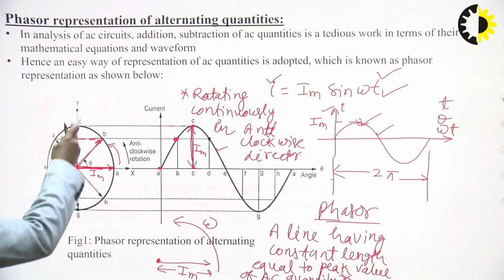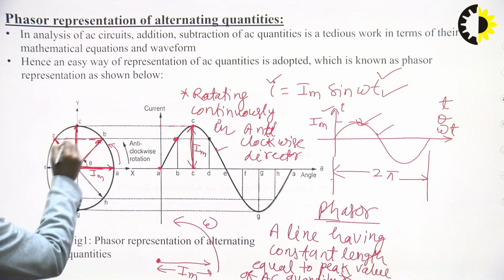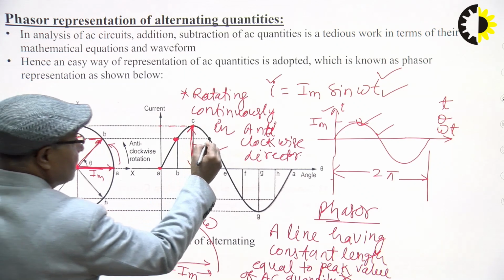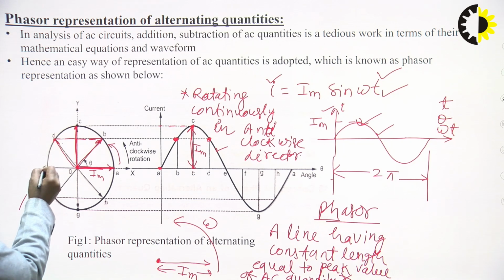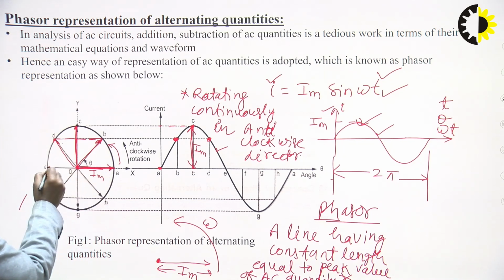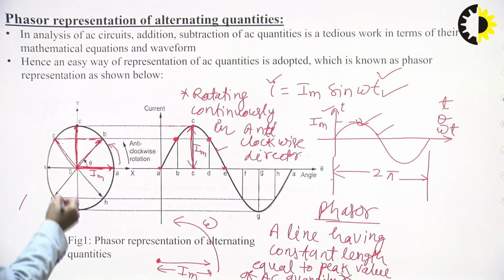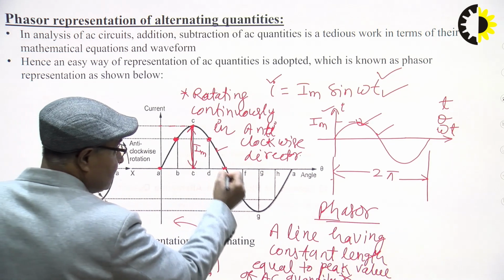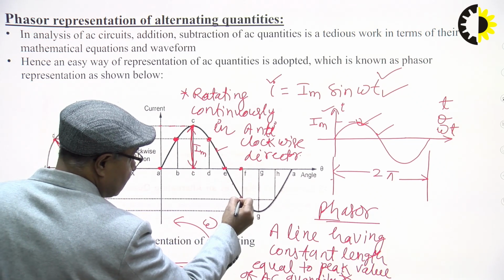Similarly, when it reaches point D, the projection of this line on the y-axis becomes this much, representing point D. Further rotation brings it to E, and its projection again becomes 0, so we get this point. It continues rotating, and again the projection on the y-axis is negative this much. This way we get this sine wave, with these points.